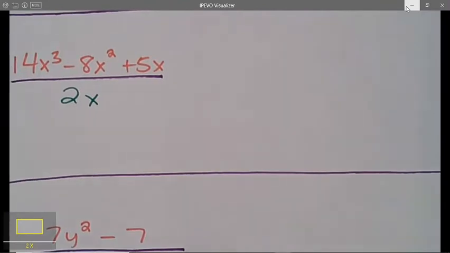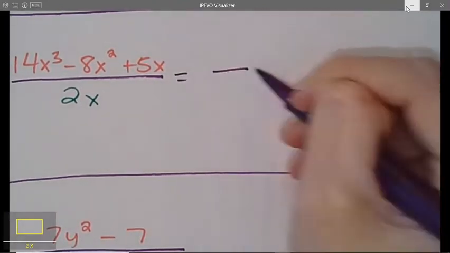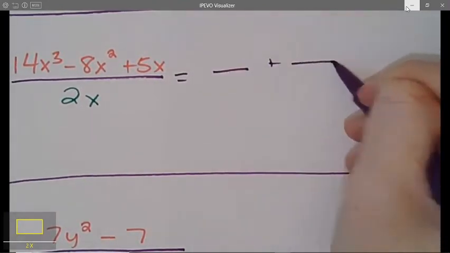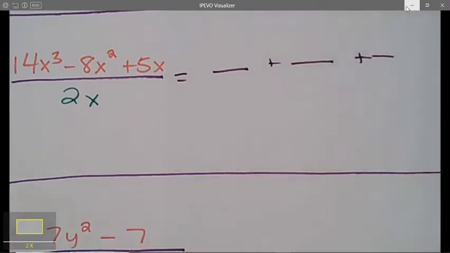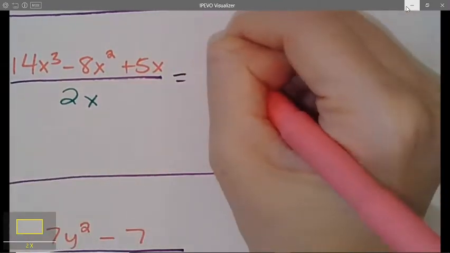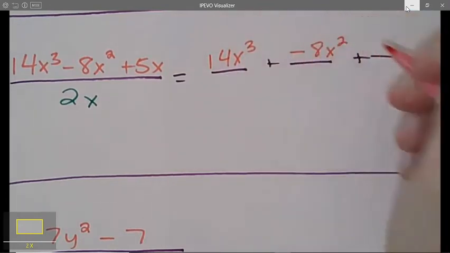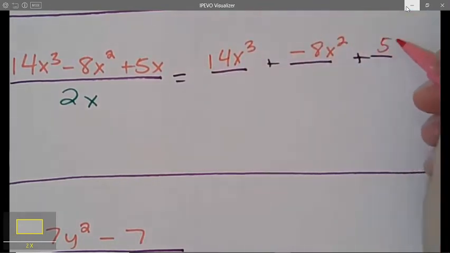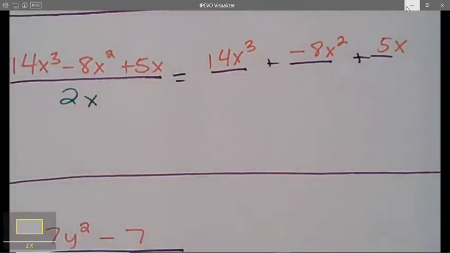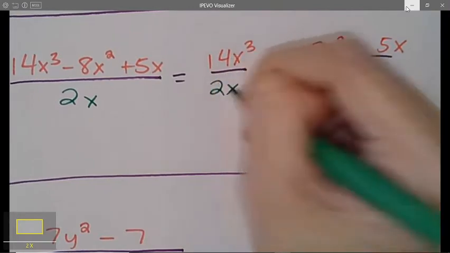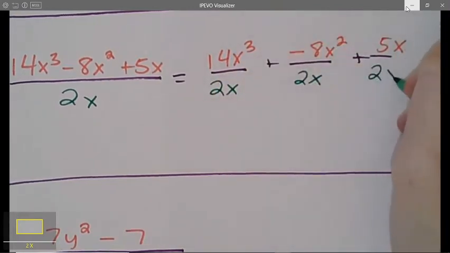So what this is going to equal, I'm going to have 3 things. The first time I'm going to have 14x to the third. The second time I'll have negative 8x squared. And then my third time I'll have a 5x. I'm going to take every single term and divide it by 2x. So all of these will get divided by 2x.